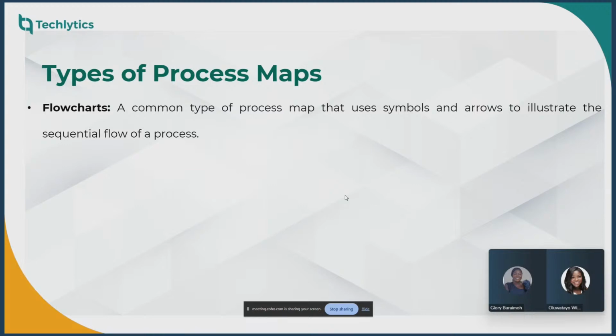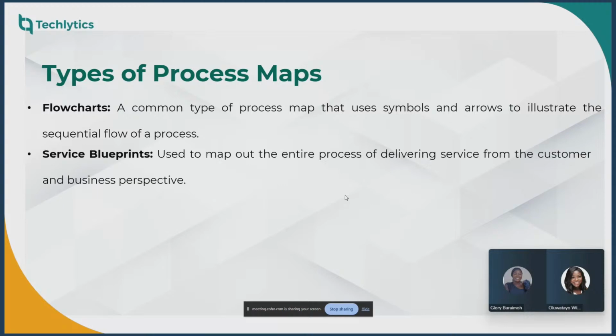We have the flowcharts. This is the most popular type of process map you can find out there. It's very, very basic. You just use symbols and arrows to illustrate the sequential flow of the process. This is the foundation of every process map in existence. If you can understand the flowchart, you can apply that same principle to any other process map that exists.